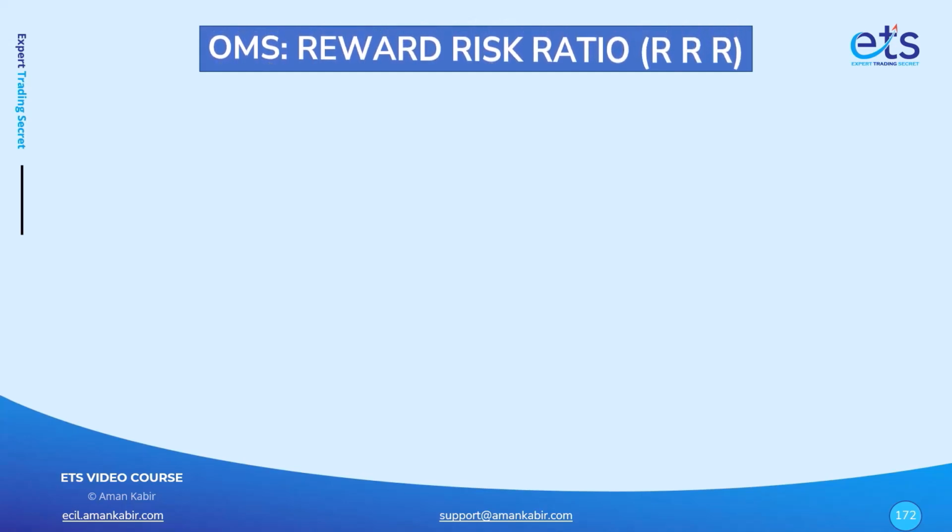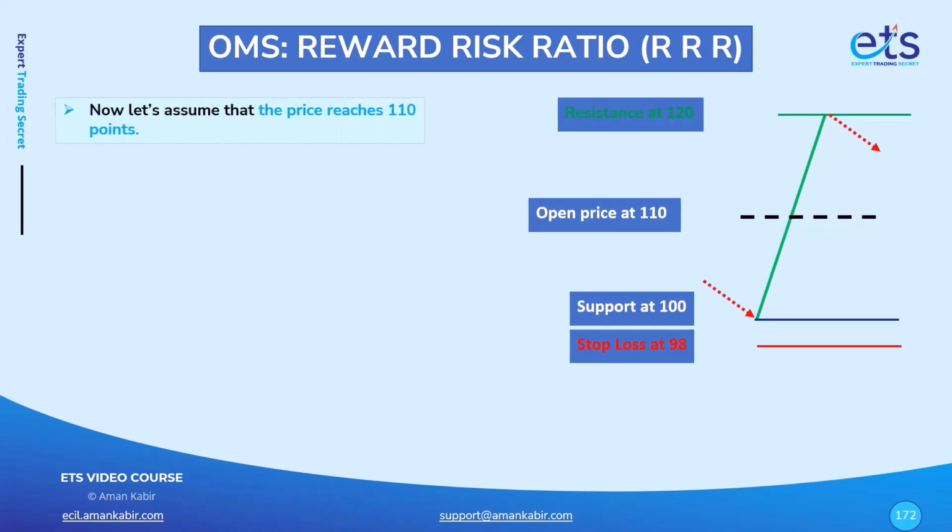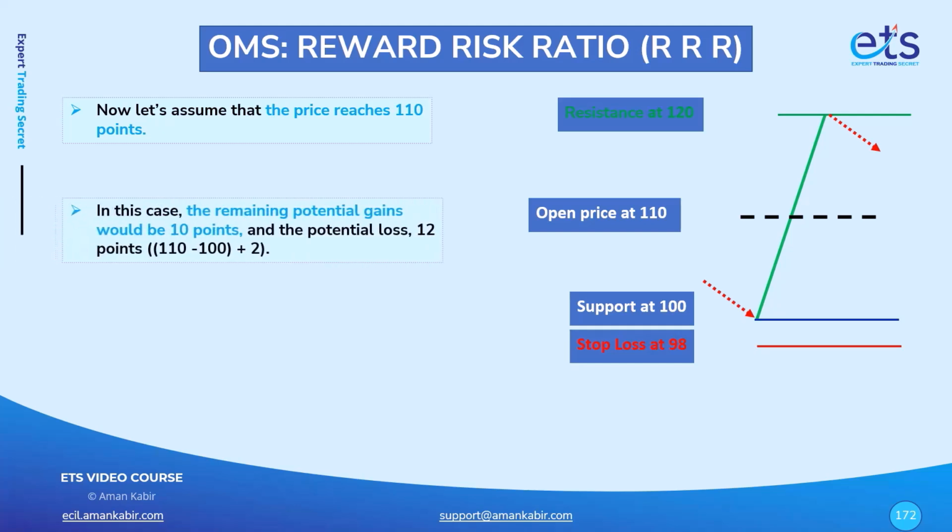OMS. Reward Risk Ratio, RRR. Now let's assume that the price reaches 110 points. In this case, the remaining potential gains would be 10 points, and the potential loss, 12 points, 110 minus 100, plus 2. The RRR becomes then 10 divided by 12 is equal to 0.83. It is no longer higher than 5, or even than 1.